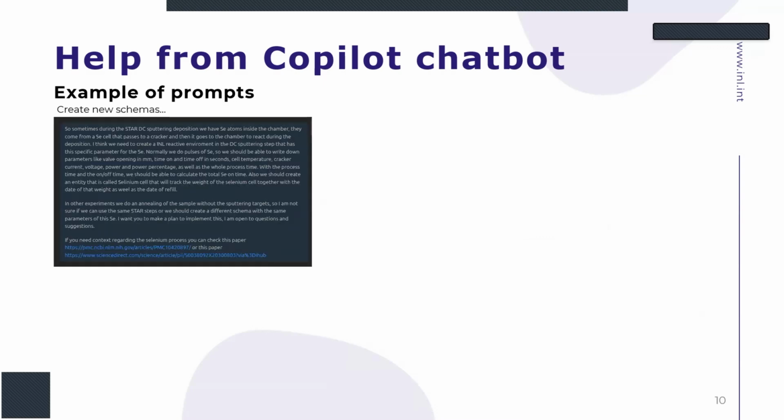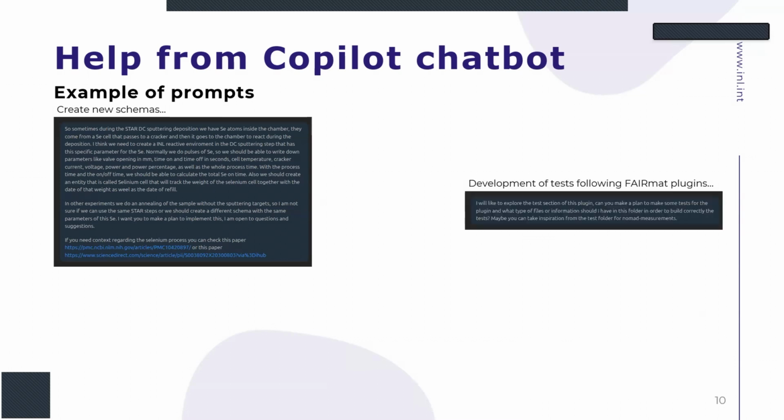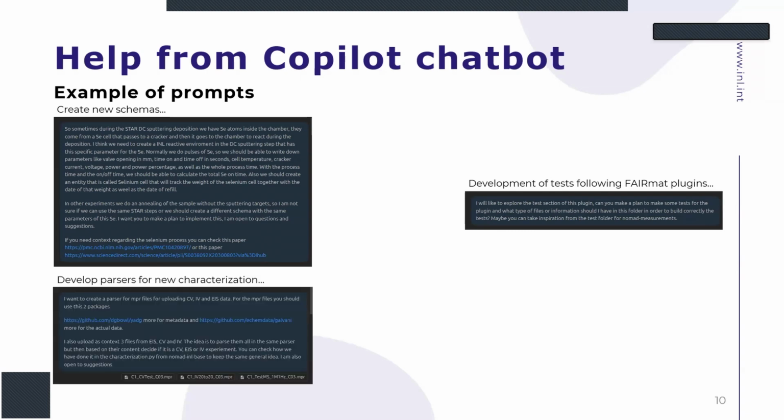So, for example, we can create new schemas. In this case, we were adding a specific step that is a salinization process, and I put in all the different things that we do for the salinization process, or even the papers, and that way it was able to create the schema. Or, for example, developing tests based on NOMAD measurements. I want to do the test for this plugin. Can you, based on the things in NOMAD measurements, create new parsers for characterization? For example, in this case, I want you to use these two packages, and these are examples of the types of files that you will get, and I will have the same idea of characterization that I have been doing before, so that way everything falls into place.